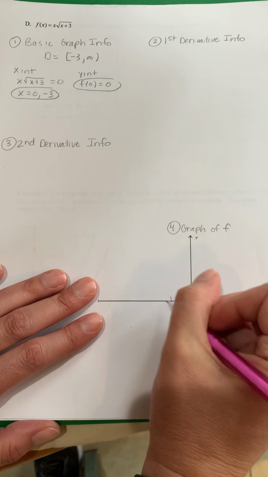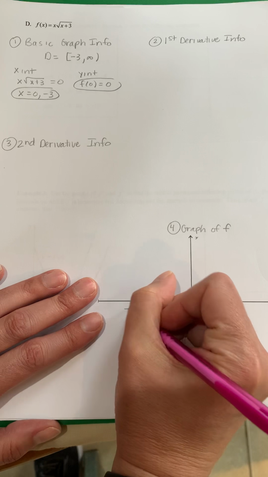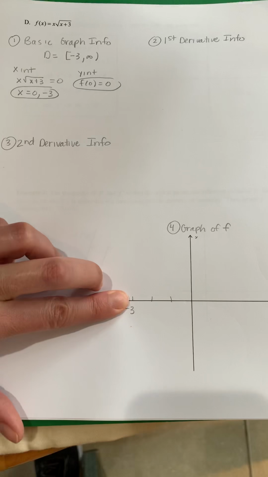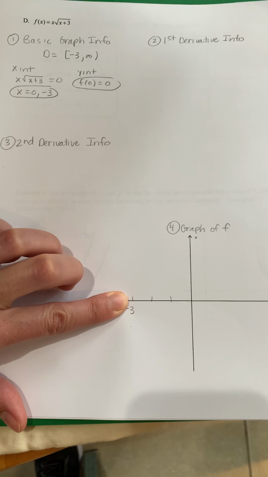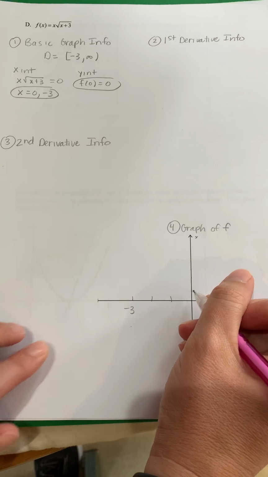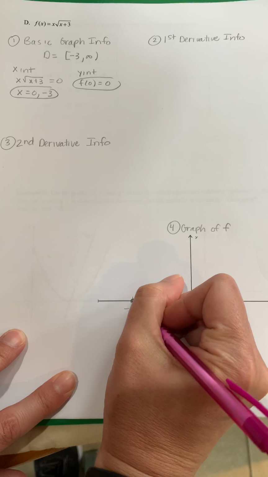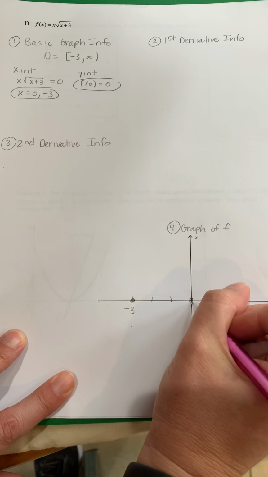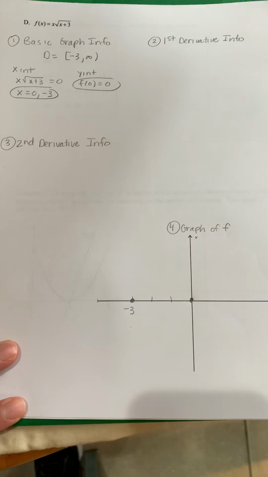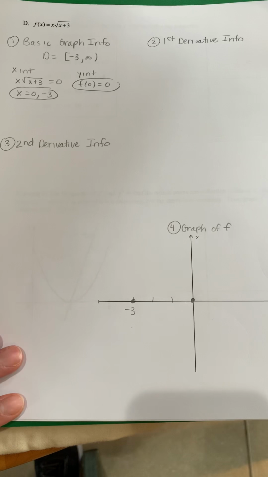So we will not be on the side of -3 when we draw. We'll start at -3 and move over. And we have an x-intercept here and then a y-intercept there at the origin, okay?